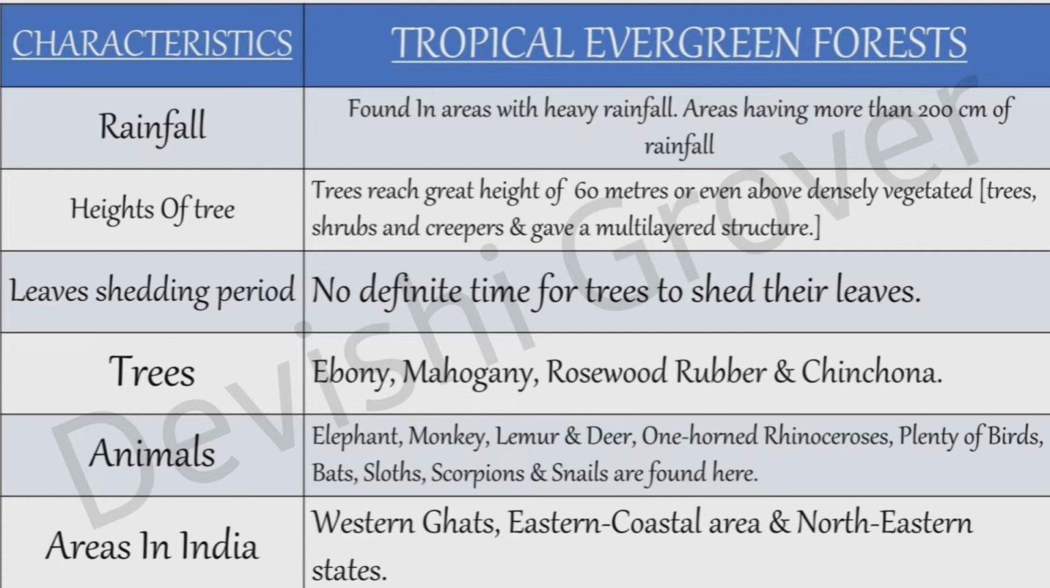Now, let's talk about the animals found here. Elephant, monkey, lemur and deer. Also, one-horned rhinoceros, plenty of birds, bats, sloths, scorpions and snails are found here. It is found only in a few areas of India. They are the Western Ghats, the Eastern Coastal Area and the Northeastern states.